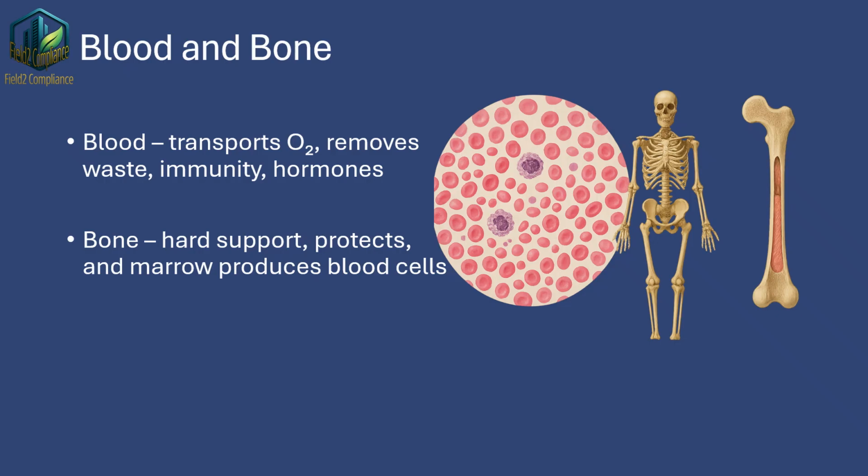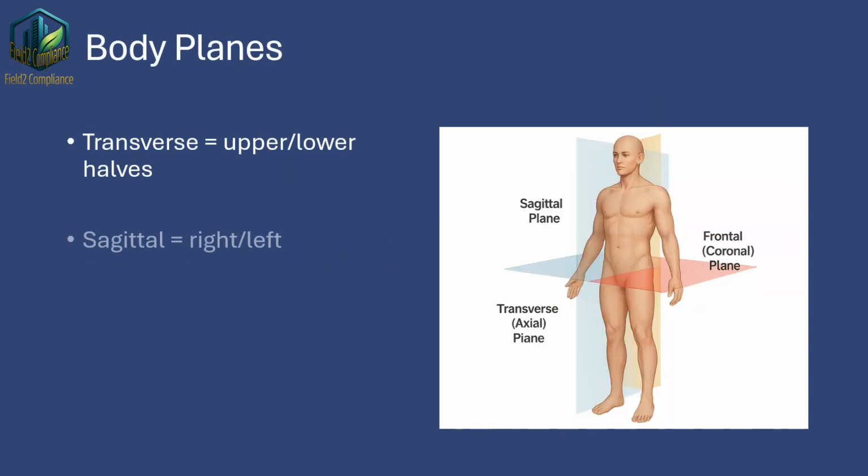In body orientation, three planes are essential. The transverse plane divides top and bottom. Sagittal divides right and left, and coronal divides front and back. These references help in safety ergonomics and injury assessment.